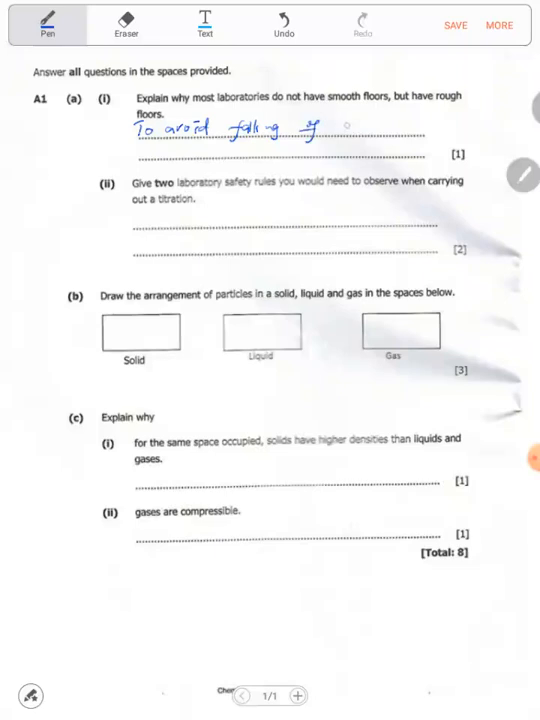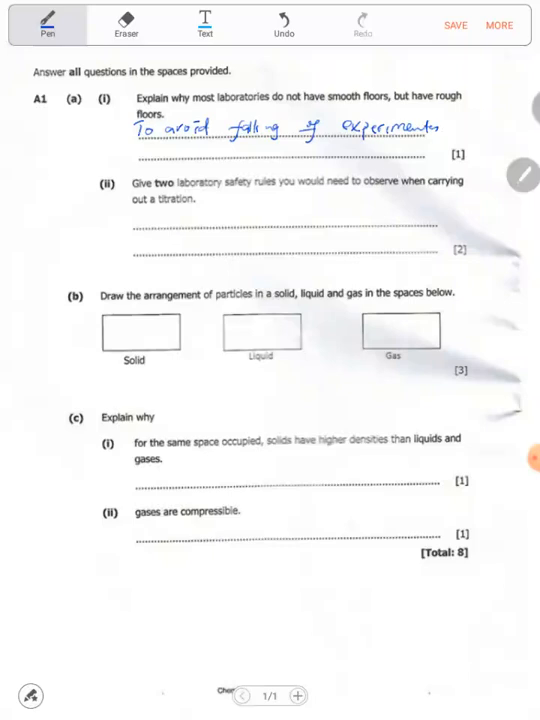of experimenters. Okay, it also prevents apparatus from being broken if someone falls, for example.